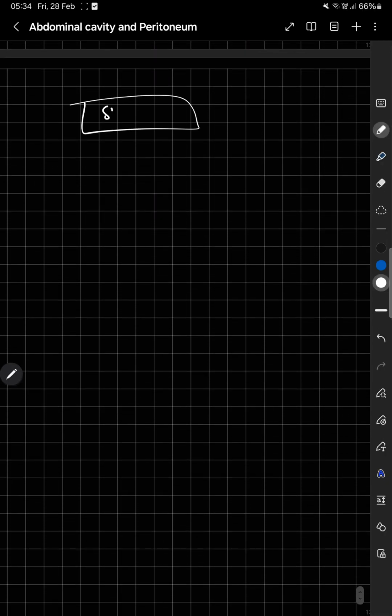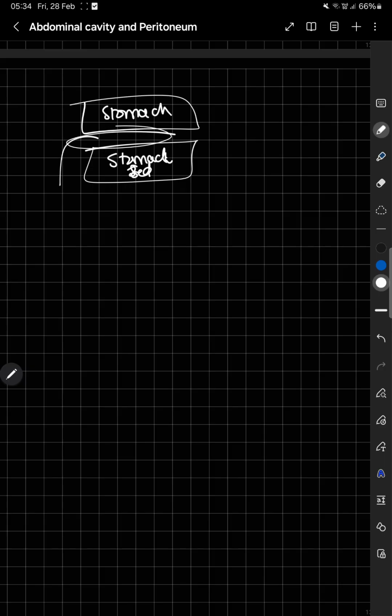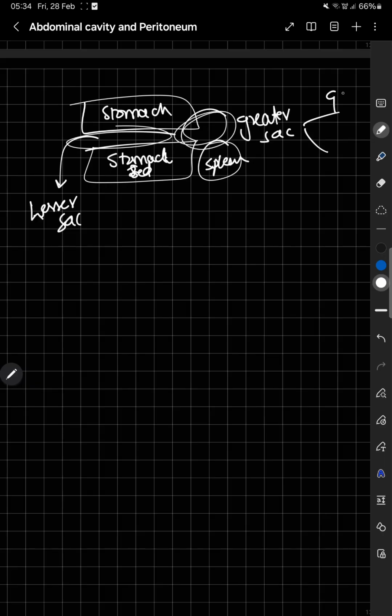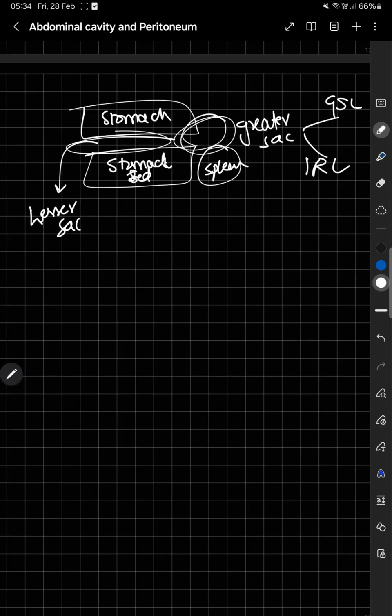if this is the stomach and then whatever organs present here are the stomach bed, okay, the thing which separates the stomach bed from the stomach is our lesser sac, but the thing that separates spleen from stomach is our greater sac, which is with help of the gastrosplenic ligament and the lienorenal ligament. Okay, this is to be important.